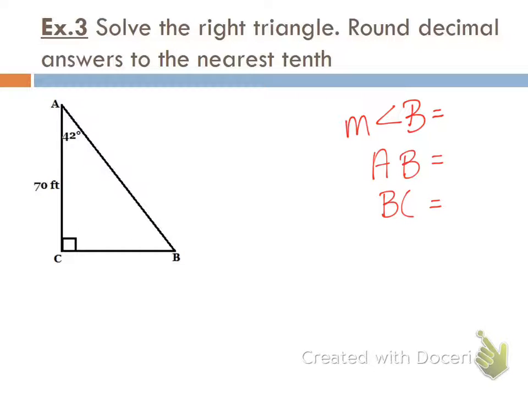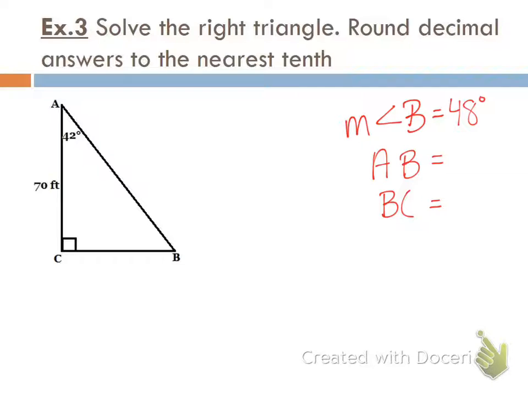Caleb? I have 48 degrees. Anybody else get 48 degrees? You should have. You don't even necessarily have to start out with 180. If it's a right angle, these two should always add up to 90. But if you start with 180, that's fine. Just remember to subtract off both known angles.